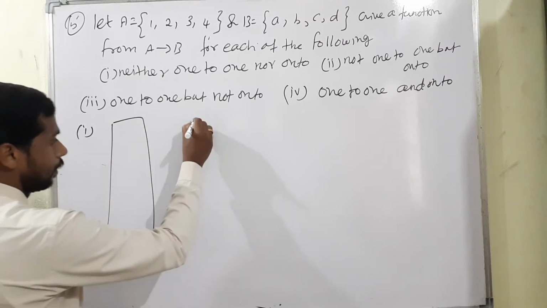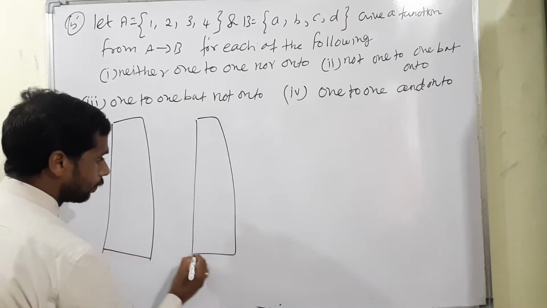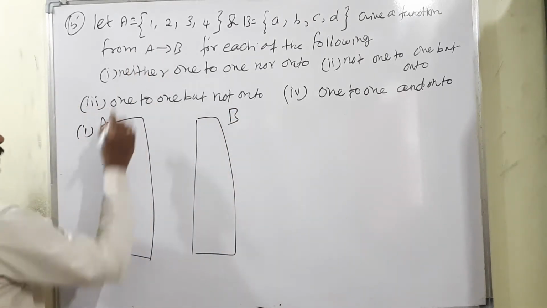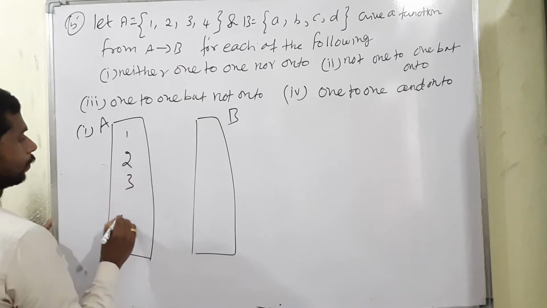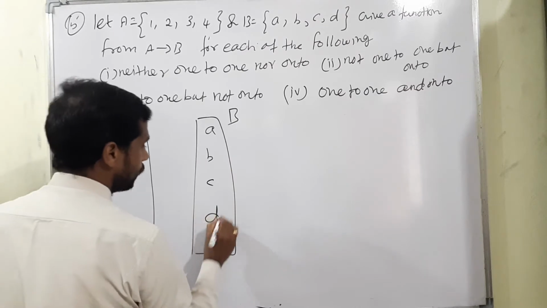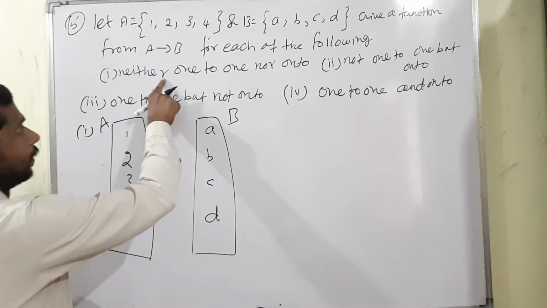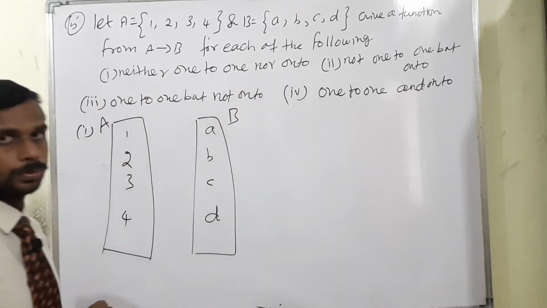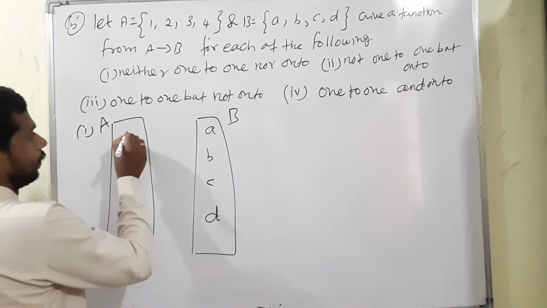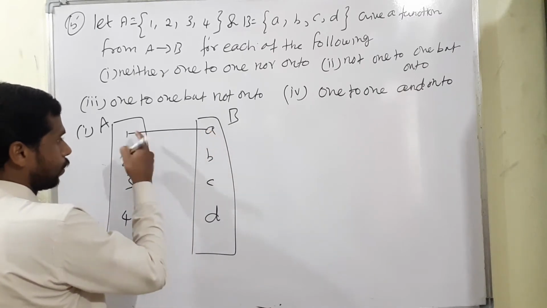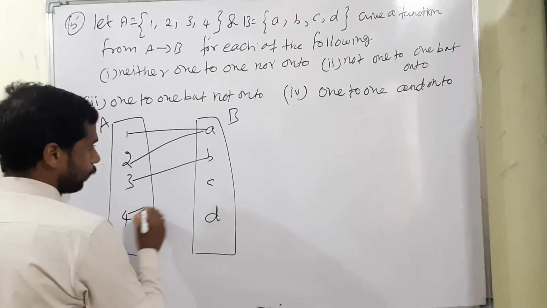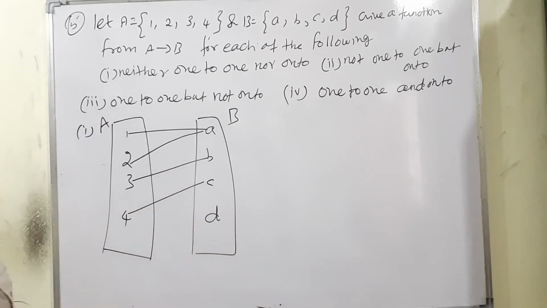This is set A, and this is set B. A consists of 1, 2, 3 and 4. B consists of A, B, C and D. The first one is neither 1 to 1 nor onto, so we have to show it is not 1 to 1 and not onto. So 1 maps to A, 2 also maps to A, 3 maps to B, and 4 maps to C.